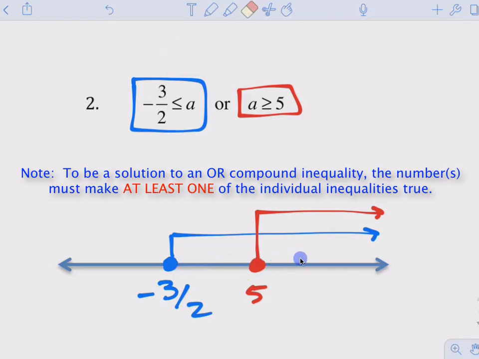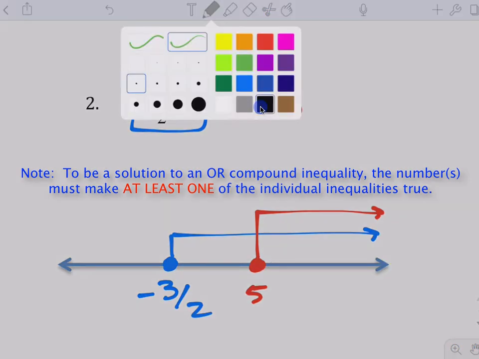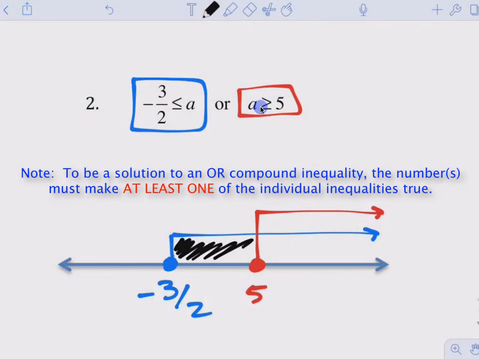What about these guys over here? These guys are shaded in red and blue. They make both of these statements true, so they're definitely solutions as well. And so, if we want to shade our solution set, all of these numbers are going to be solutions to this compound inequality. And of course, they go on and on forever in this direction. And so there's the visual representation of our solution set.